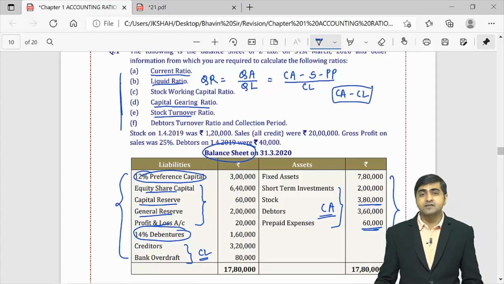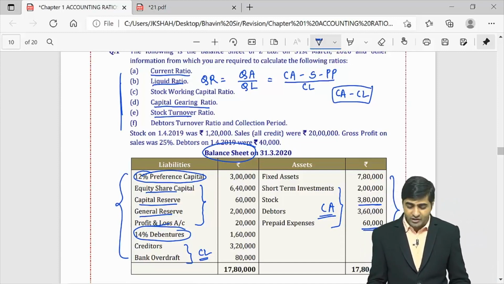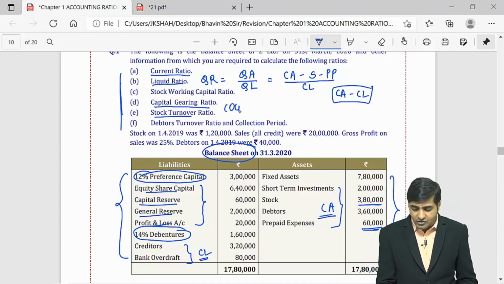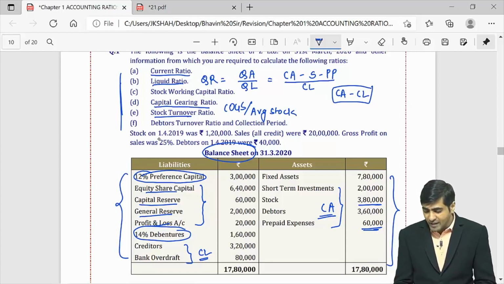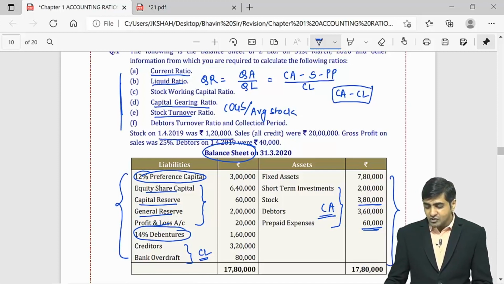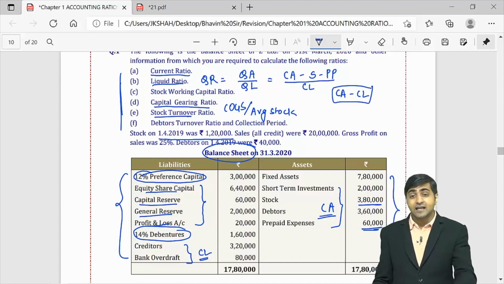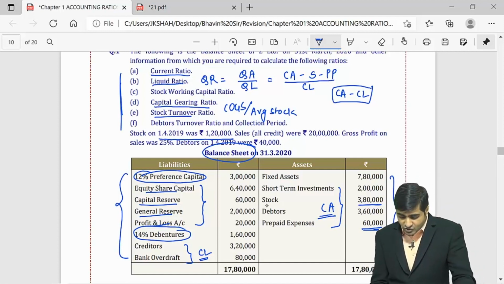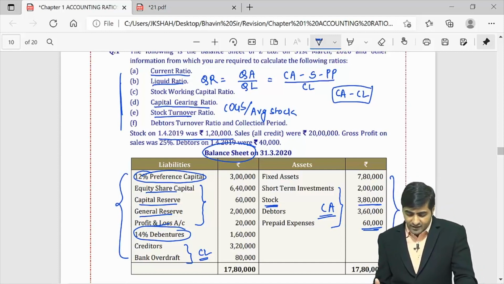Then guys, we have something which is called stock turnover ratio, and stock turnover ratio is nothing but COGS upon average stock. Now my dear students, for this we should have the opening stock available, which is very well given to you in the question, that stock on 1st of April 2019 is 1,20,000 and your closing stock will come from your balance sheet asset side. How will you calculate COGS? That will be nothing but sales minus GP.